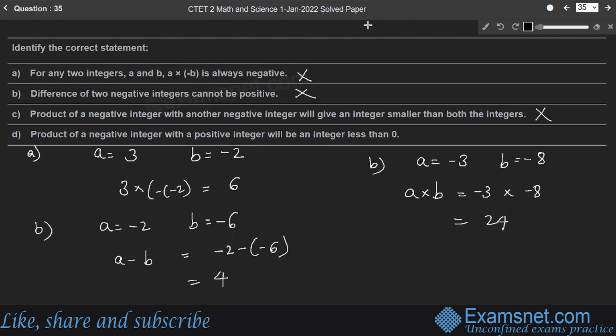Option D. Product of a negative integer with a positive integer will be an integer less than 0. Considering a as a negative integer, minus 4, with a positive integer b as plus 2, their product a into b is minus 4 into 2, which is minus 8, which is less than 0. Hence, the statement is the correct statement. Hence, option D is the right answer.